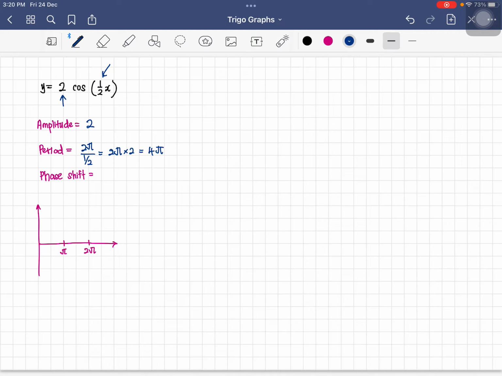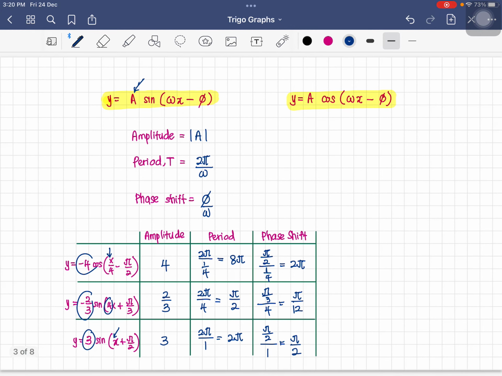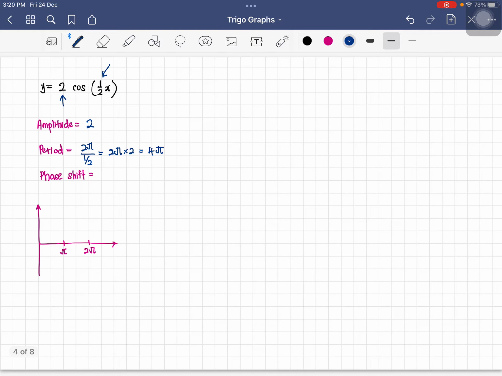What about the phase shift? In this case, we don't have the phi. All right, I'm sorry for my mistake here. The phase shift should be a negative here, right? Because it is positive, so this one should be a negative, a negative pi over 2, right? So in this case, you get 0 for the phase shift because you didn't have phi. So 0 means that if you sketch a graph, all right?